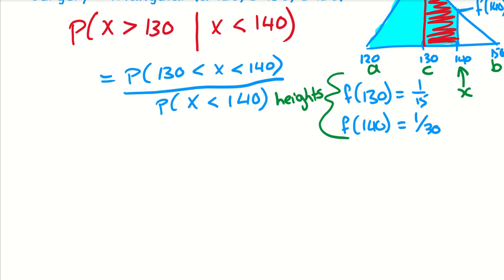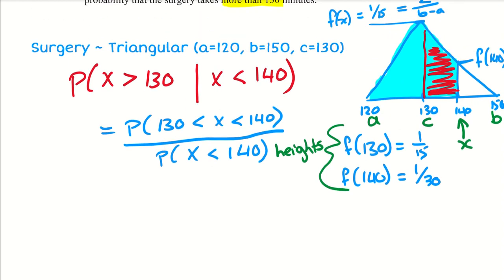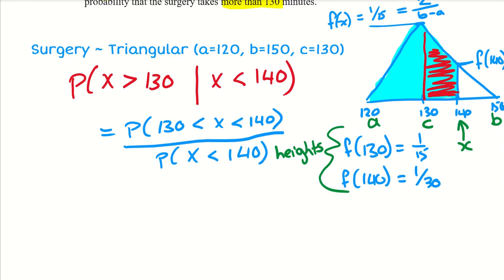Okay, so now that I know the two heights of my triangular distribution, now I can try and work out some areas. So one thing that I notice when I look at this is that area that I've shaded in red between 130 and 140, that whole area there is actually a trapezium shape. So as much as I love working out trapeziums, I'd rather work out triangular shapes.